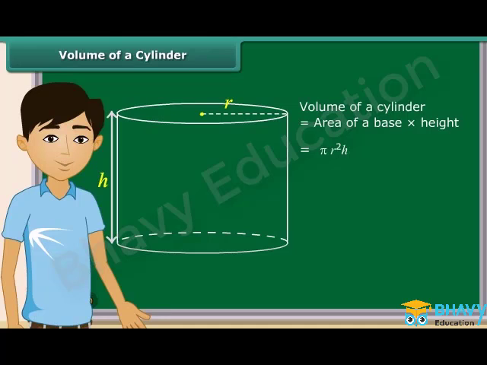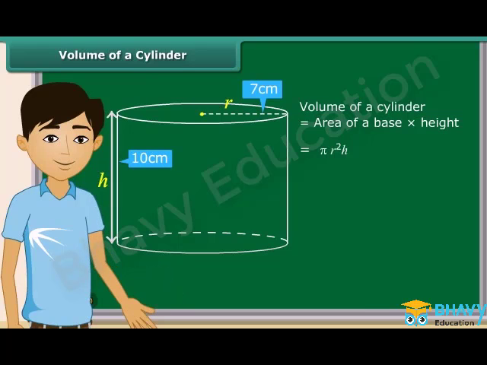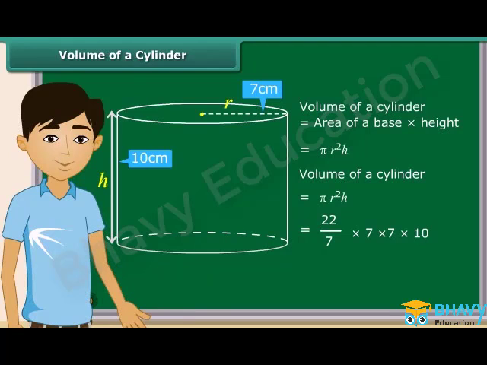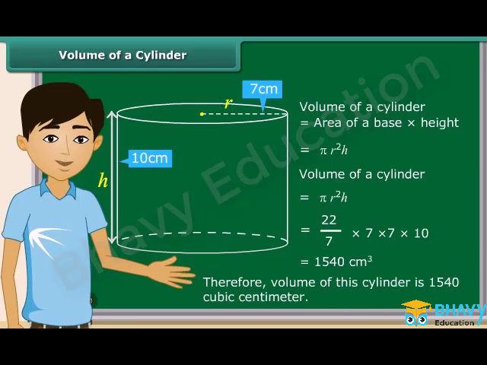Well, let us try an example. We have a closed right circular cylinder of radius 7 centimeters and height 10 centimeters. Let us find its volume. We know the formula for volume of a cylinder is πr²h. Now we need to substitute the values here. So, 22/7 × 7 × 7 × 10. This gives 1540 cubic centimeters. Therefore, volume of this cylinder is 1540 cubic centimeters.